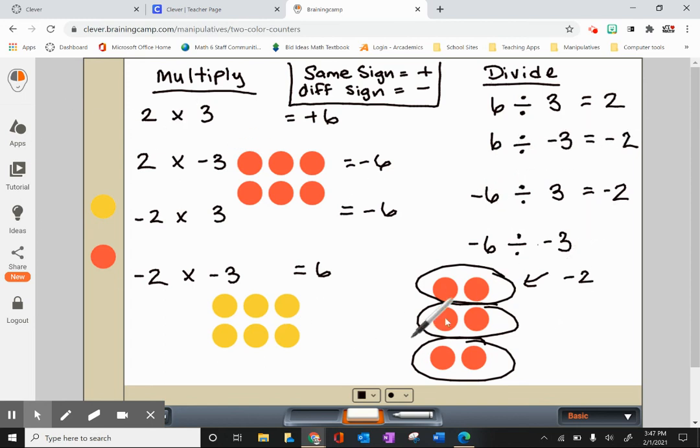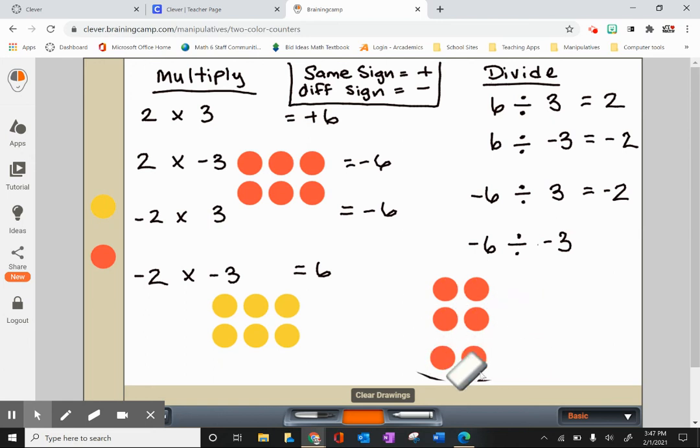And then the case when both of the numbers here are negative is the same thing as when they're positive, that this is saying the same thing as +6 divided by +3, which ends up giving you +2.